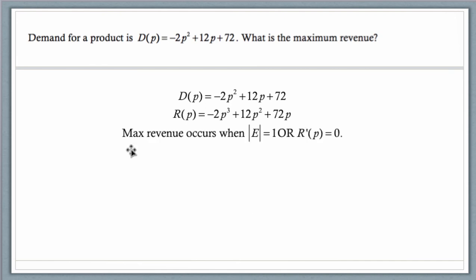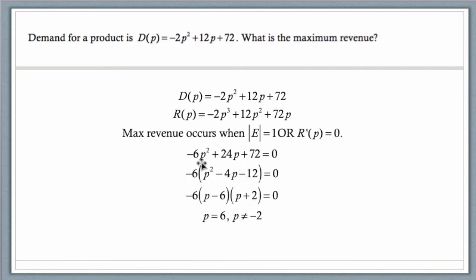I know that the maximum revenue is going to occur when the elasticity is 1, which also means that the first derivative of the revenue function is equal to 0. We know this from the first derivative test. We know that a maximum is going to occur when I have either the first derivative equal to 0 or if I have an undefined value that comes directly from the first derivative test.